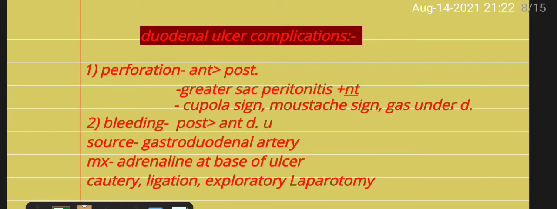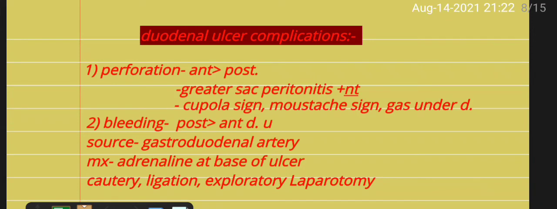There can be gastric sac peritonitis due to this perforation, and there can also be bleeding seen, which is mostly due to posterior duodenal ulcers, and the source of bleeding is the gastroduodenal artery, which is managed by adrenaline given at the base of the ulcer, and further by cautery, ligation and exploratory laparotomy. So this is the basic clinical feature, workup and the complication part of peptic ulcer disease.